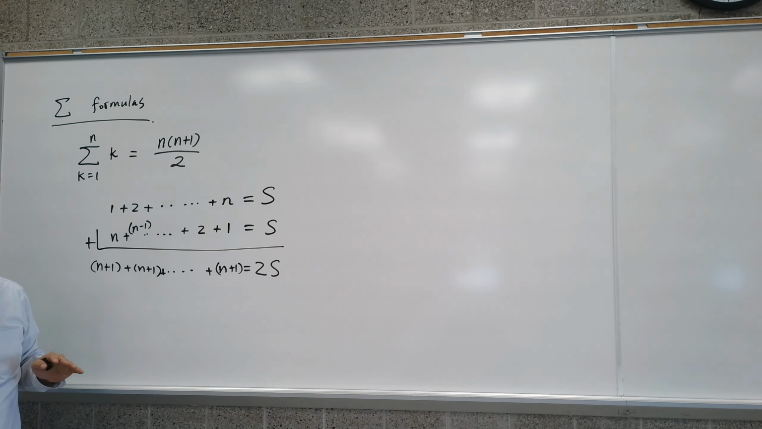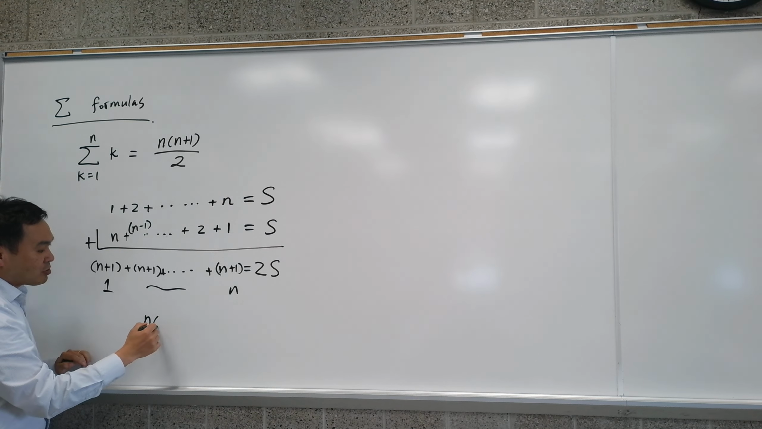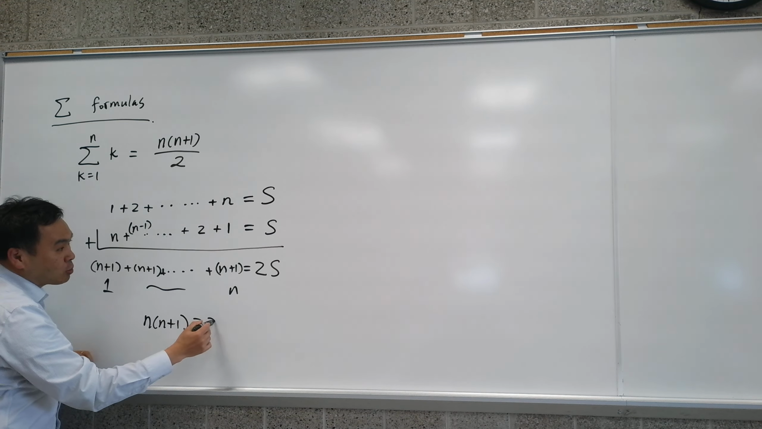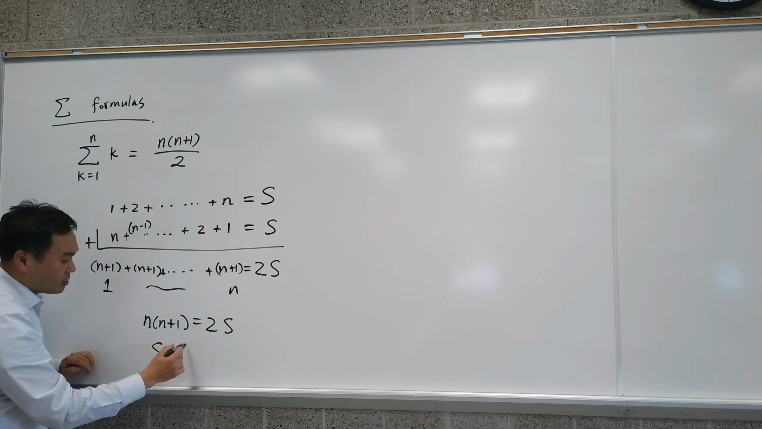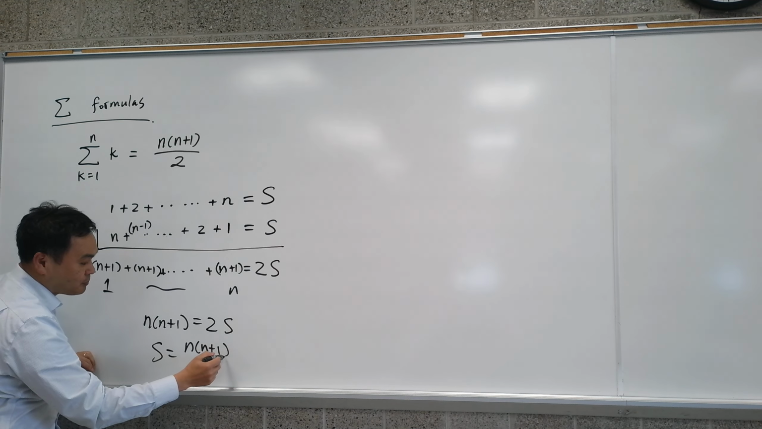Yeah? What did you say? I said n, half of n. Yeah, but that will be like how I explained last time. If you have 1 plus n, if you do it inside, that will be half of n, but we're just adding straight down. Since I start from 1 and I go up to n, there will be n of these. Okay? So you have n times n plus 1 equals twice s, and now you divide it by 2, and you get the same result.